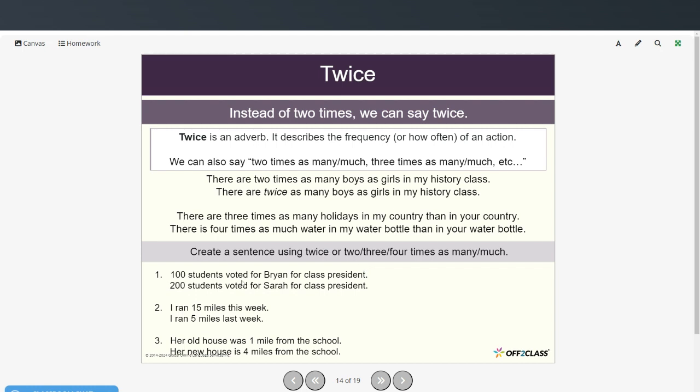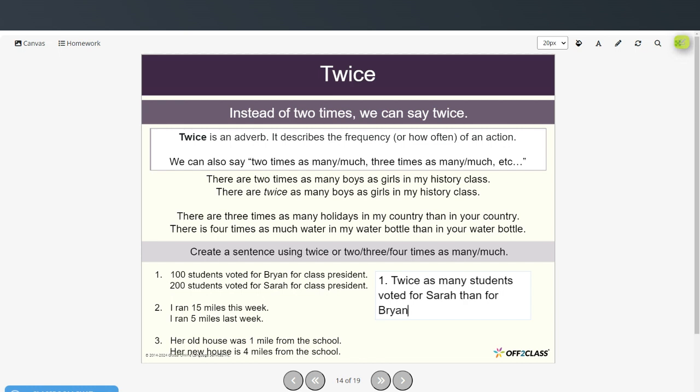So 100 students voted for Brian for class president. 200 students voted for Sarah for class president. So here you could say twice as many students voted for Sarah than for Brian for class president.